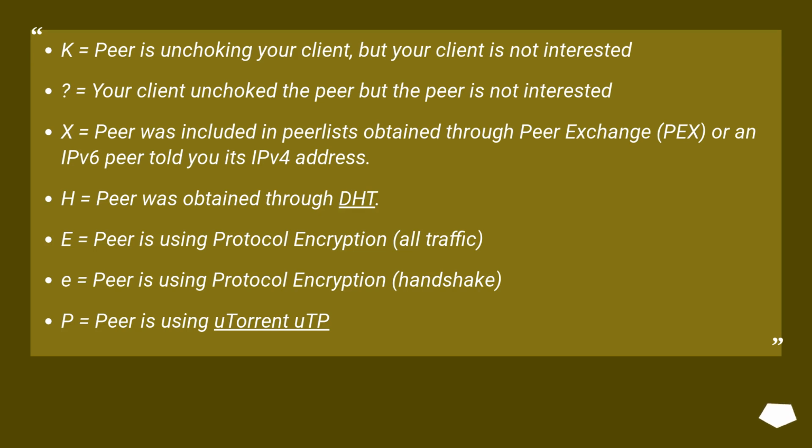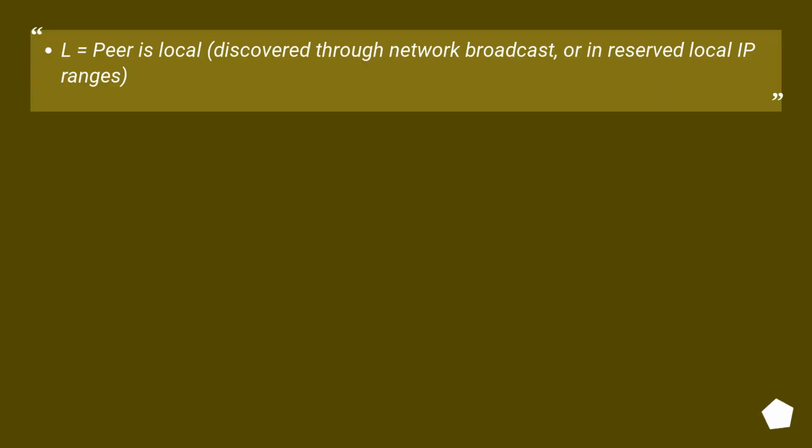E equals peer is using protocol encryption, all traffic. e equals peer is using protocol encryption, handshake. P equals peer is using uTorrent uTP. L equals peer is local, discovered through network broadcast, or in reserved local IP ranges.